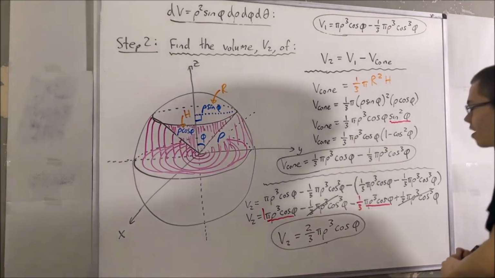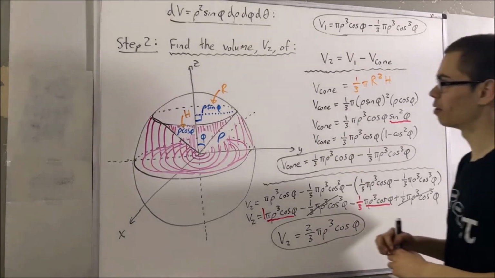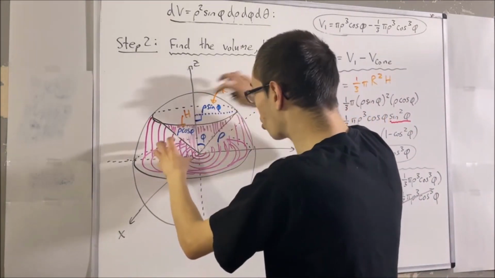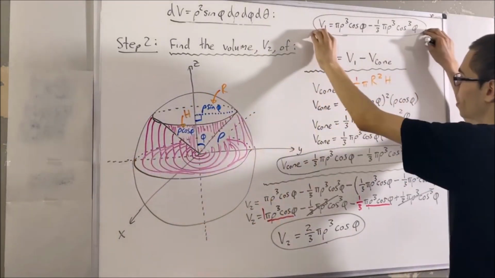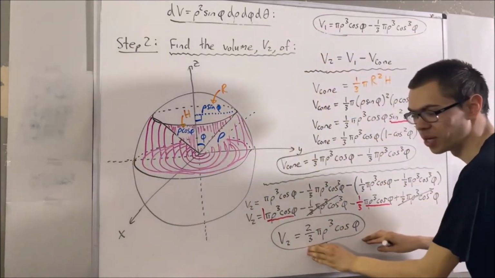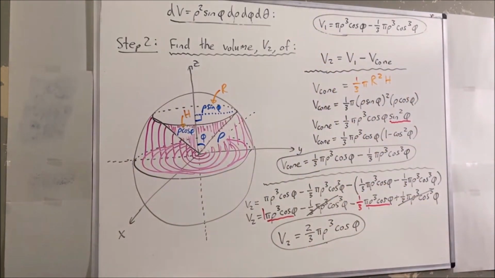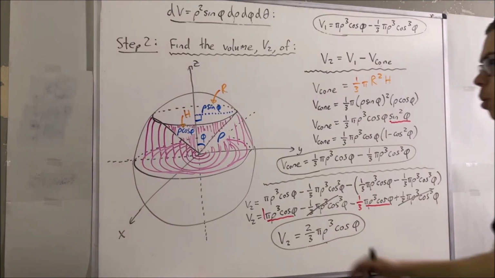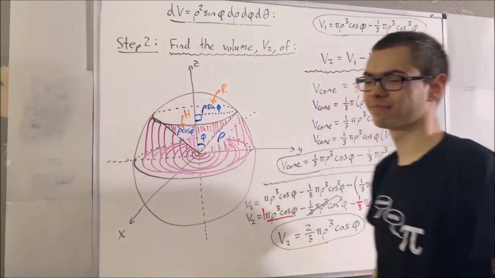And it's really interesting because it seems like we did something more complicated with volume 1, but we got something that looks way simpler, which is pretty interesting. So that's the result for volume 2. So we're ready to move on to step 3.